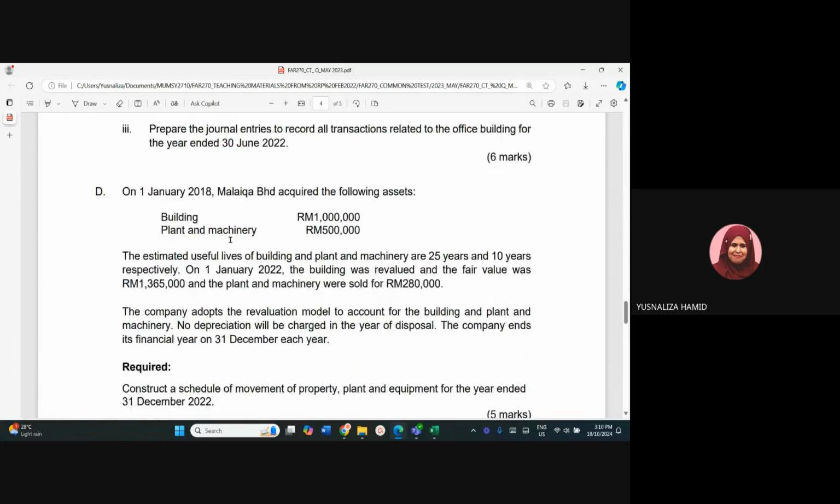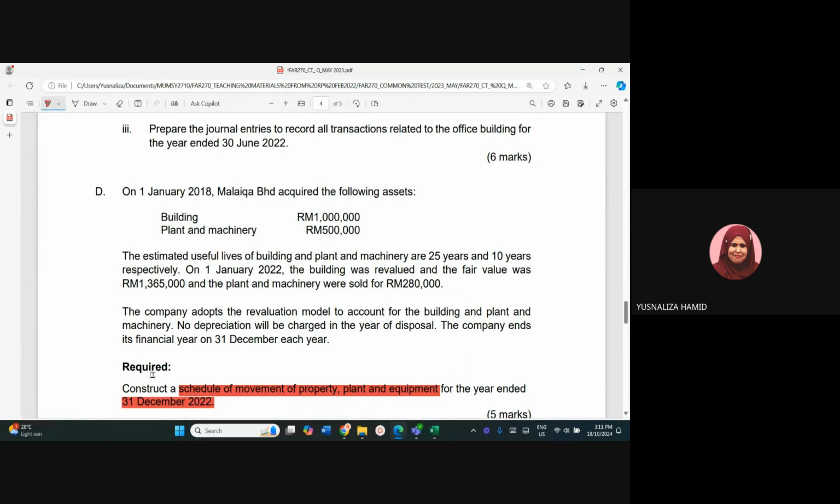May 2023 common test, which is on the preparation of schedule to show the movement of property, plant and equipment. And this is question 1D. Look at the requirement straight away. You are asked to prepare a schedule of movement of PPE for the year ended 31st of December 2022. So the beginning of the year is 1st of January 2022.